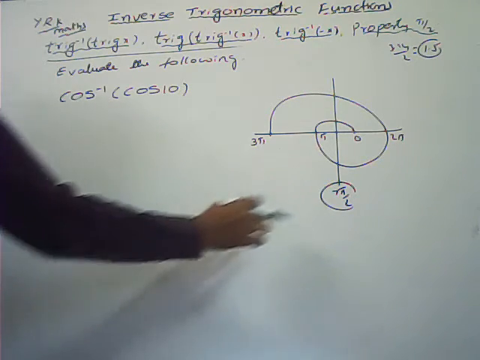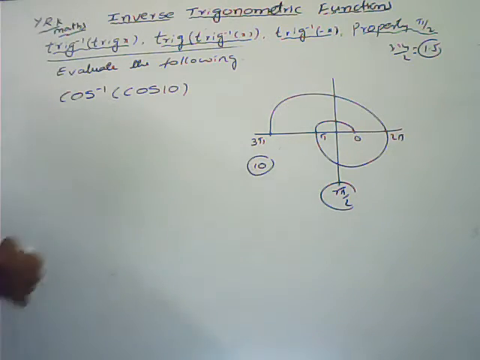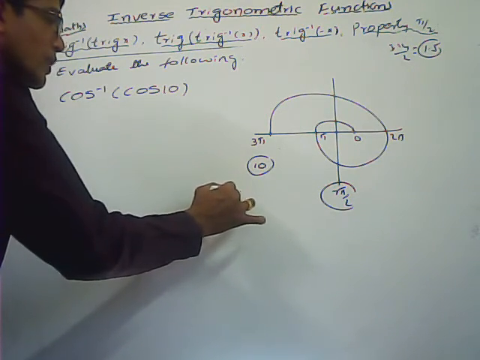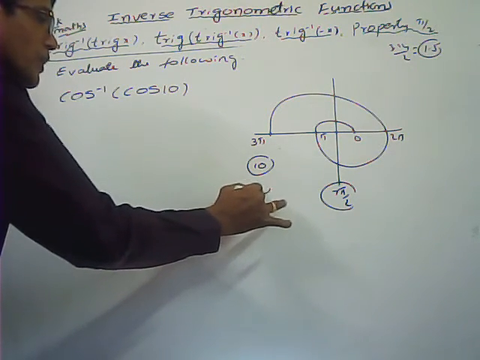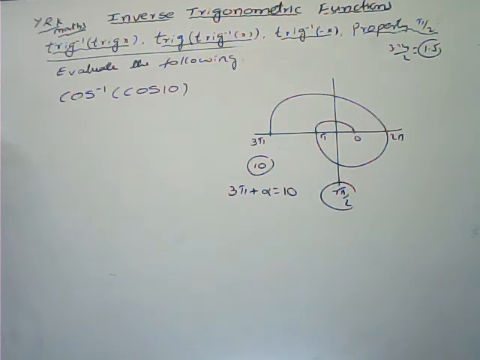1.5. This is more than 10. So here also, 10 radians belongs to the third quadrant, by adding some acute angle to 3 pi. 3 pi plus alpha, we are getting 10 radians. This is very, very important. If you know that one problem, any problem we can solve in the easiest way.